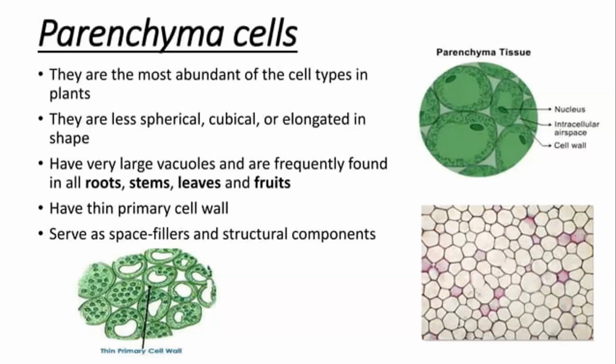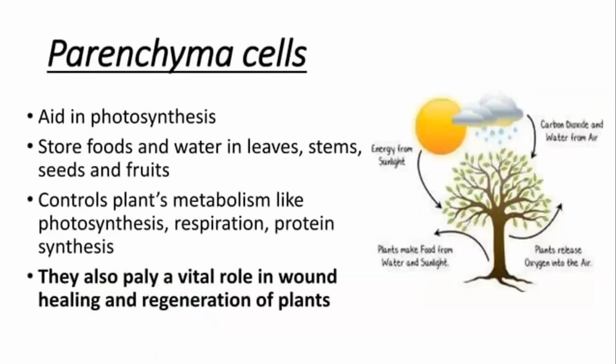Generally, parenchyma cells are living cells, and they are engaged in different functions. They mainly help in photosynthesis, and they also store food and water in the leaves, stems, seeds, and fruits. They also control plant metabolism like photosynthesis, respiration, and protein synthesis. They also play a vital role in wound healing and regeneration of the plant.